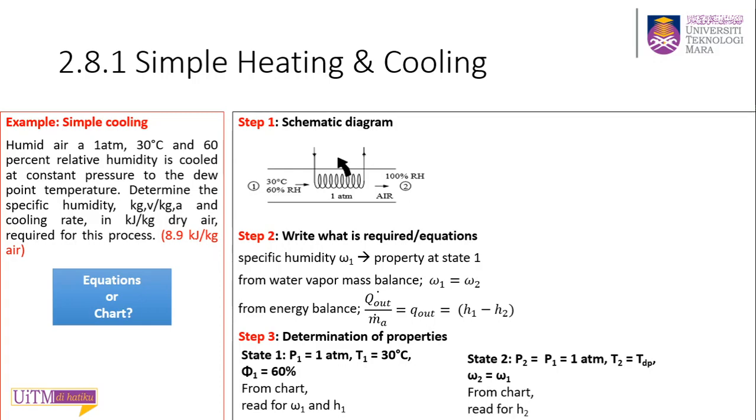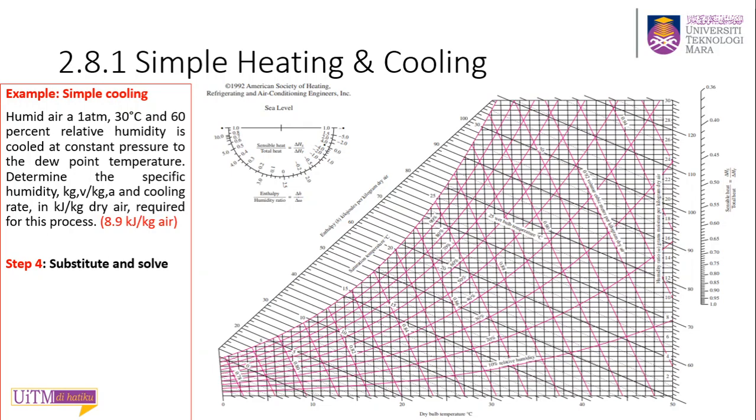So we plot the chart. Plot for state 1 first. Find the temperature 30 degrees Celsius and draw the property line until it intersects with 60% relative humidity. Label state 1. And then plot for state 2. Now state 2, the temperature is at the dew point temperature. Dew point temperature is the last curve line. Dekat curve garisan melengkung yang paling akhir tu, itu dew point temperature.